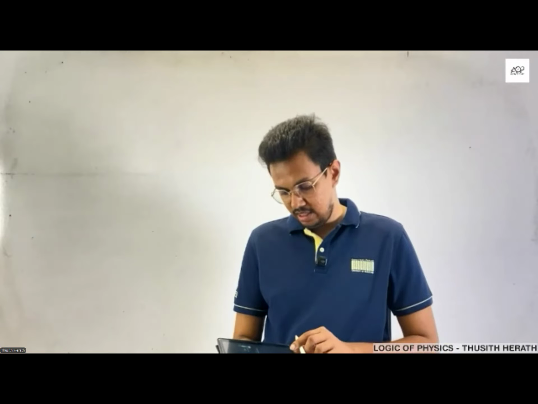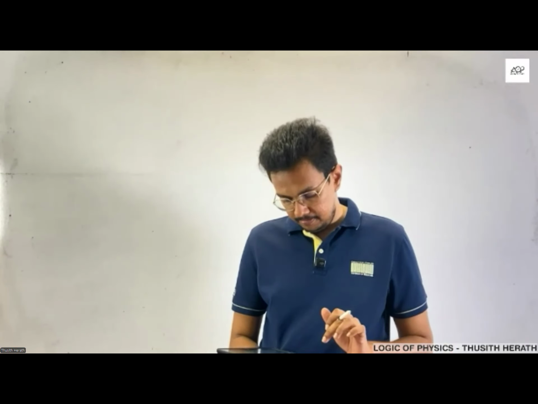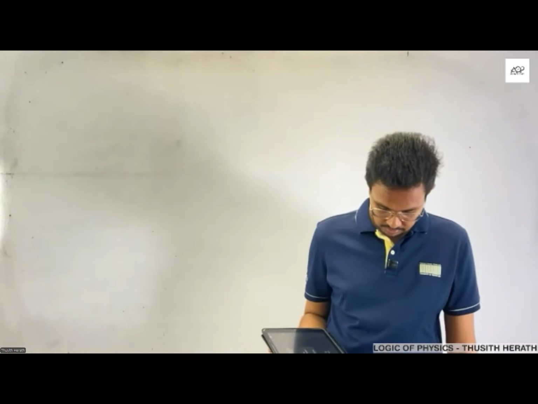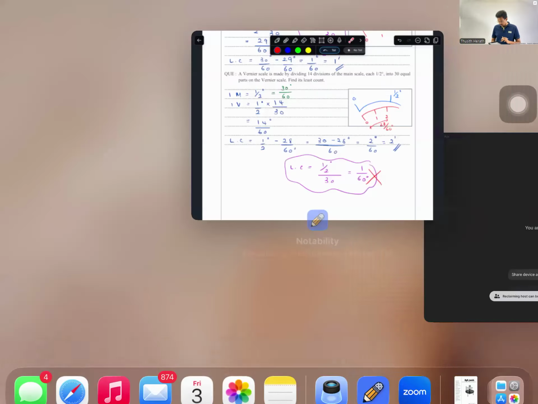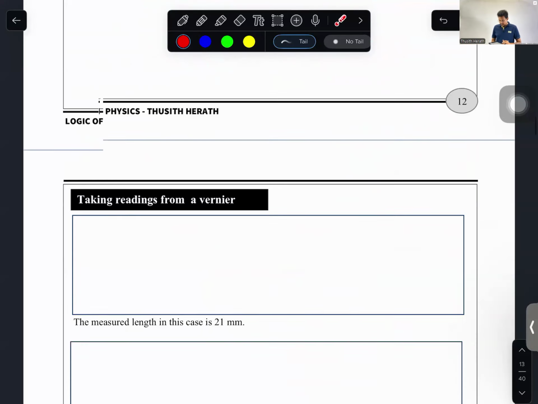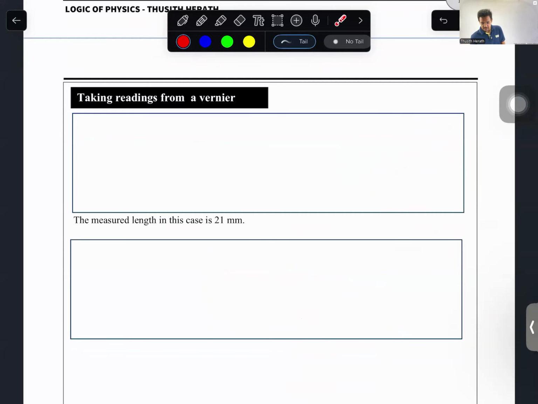I will again go to my tab because it will be easier to write on the tab screen than the whiteboard for these kinds of diagrams. I will again share my screen. Let me share. Hope the screen is visible and I'm audible. Right. Now we are going to take readings from the Vernier caliper.